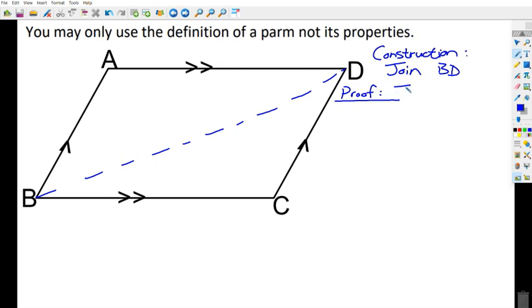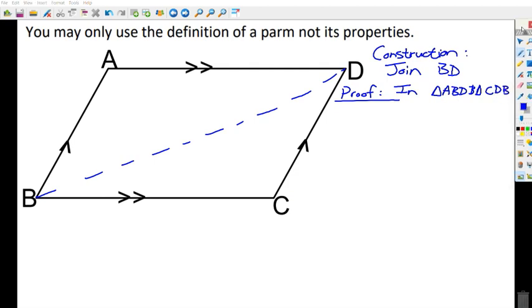So I always start in triangle ABD and triangle CDB. If I look at those two triangles, there they are. Is there anything there that I can say is equal? Yes, I can say that BD is common. Nice stuff. Anything else there? What else do you see is equal?